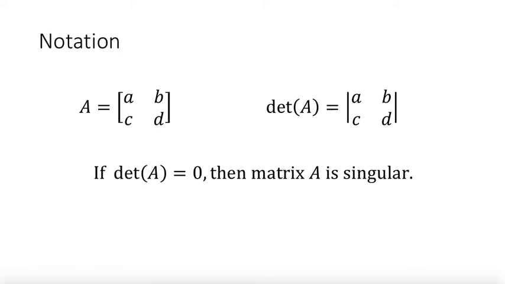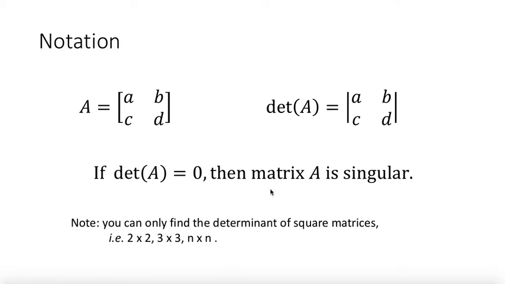The other piece of terminology you need to be aware of is if the determinant equals 0, then we call the matrix singular. And when we do solving with matrices, you'll understand why it's called that, because there's no solution to the system of equations. But just remember, determinant equals 0, it's called singular. The other thing, we can only find determinants of square matrices. 2 by 2, 3 by 3, 7 by 7, etc.